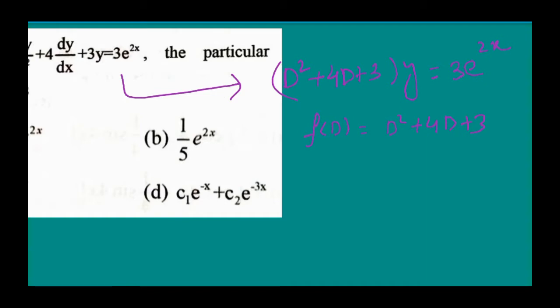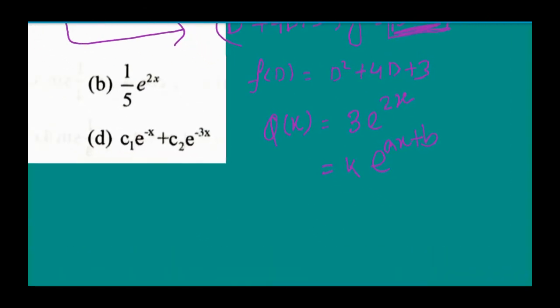and here which format are we following? Here Q(x) is given, and the particular solution is according to Q(x). This is Q(x), and the format of Q(x) is considered for the particular solution, and here Q(x) is 3 e to the power 2x, and this is the format of k e to the power (ax plus b). K is 3, a is 2, b is 0, and how can this be solved?